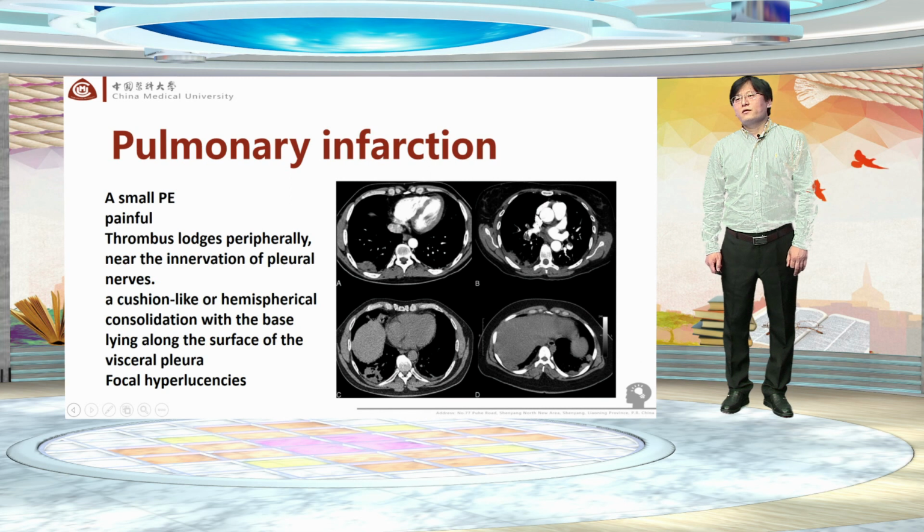You can see on this CT scan the cushion-like consolidation and also the hemispherical consolidation. And please note the focal hyperlucency in the center of the consolidation, which may suggest necrosis in the center.